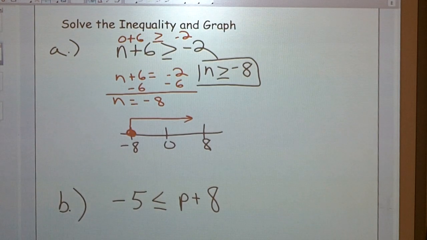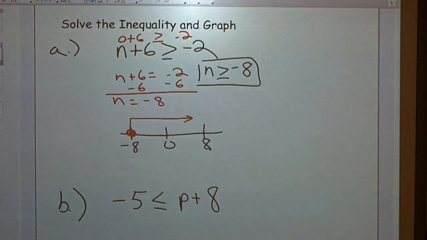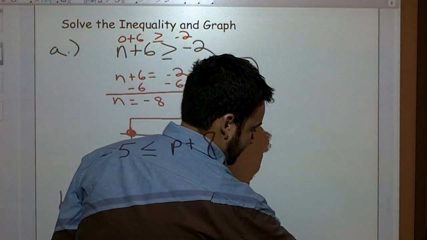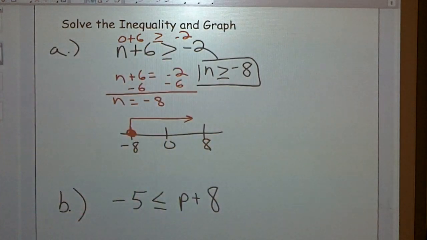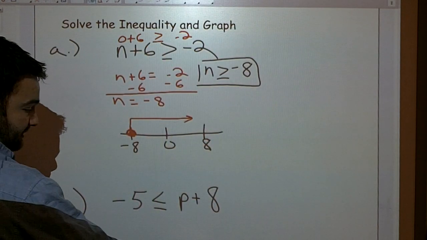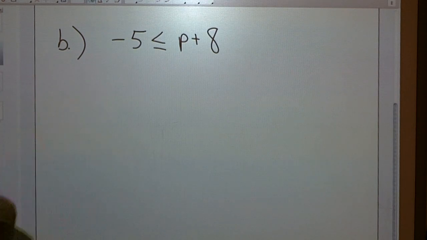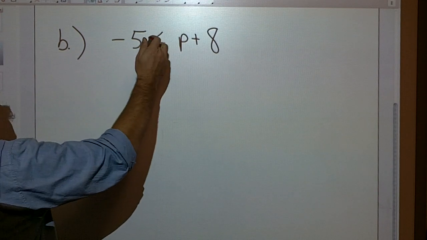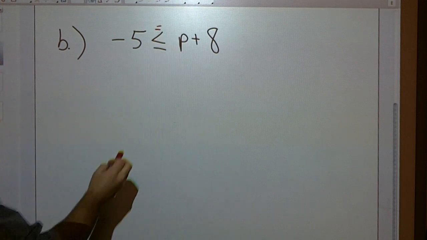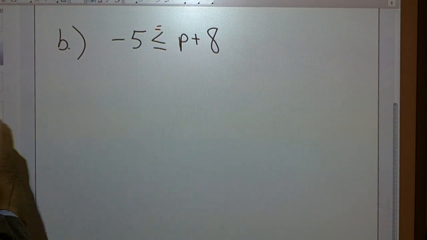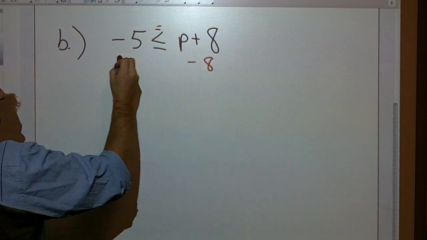Letter B, negative 5 is less than or equal to p plus 8. We're going to extend this page, slide it down a little bit. So again, we solve it just like a normal equation. If we imagine this was an equal sign, we would say, all right, p plus 8. We need to subtract 8. Subtract 8.